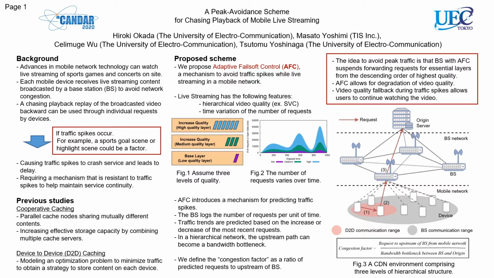AFC makes use of two features in live streaming. The first is the hierarchical data structure of video content. For example, in a video format called SVC, video is hierarchical and the quality of the video varies depending on the bandwidth of the network. A base layer, the lowest quality, is viable for watching. If there is an optional layer to improve the quality, the video can be watched at high quality.